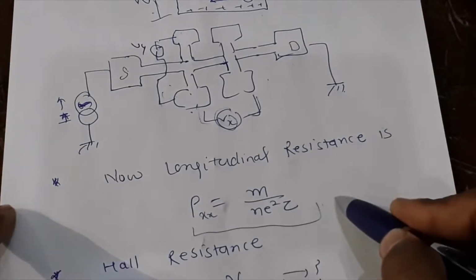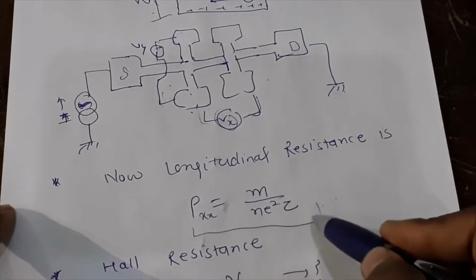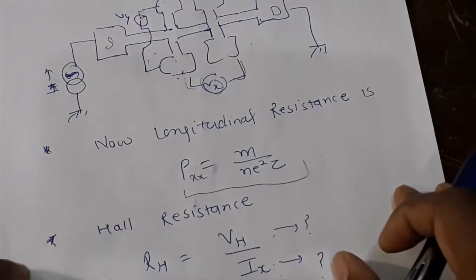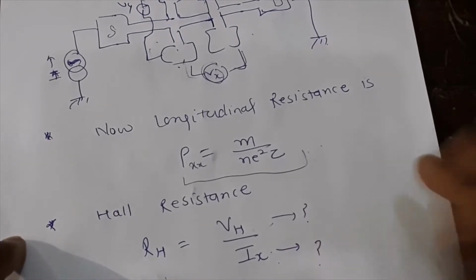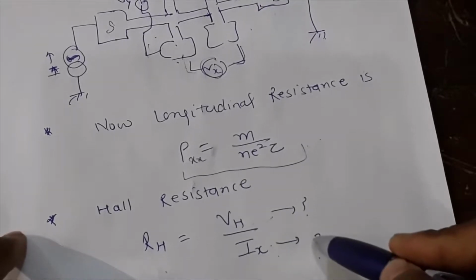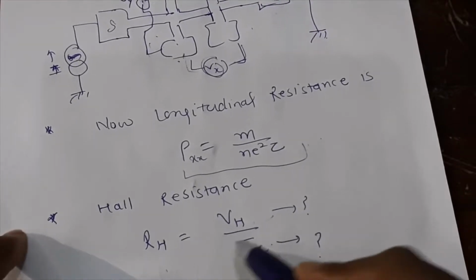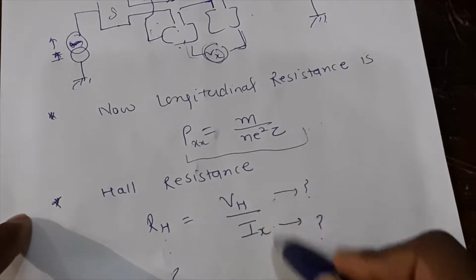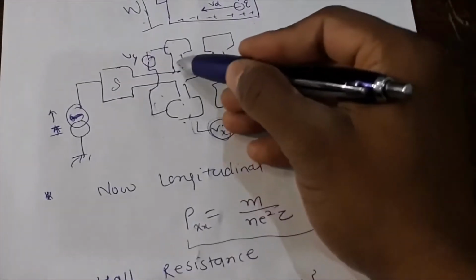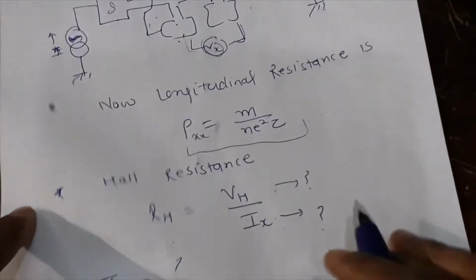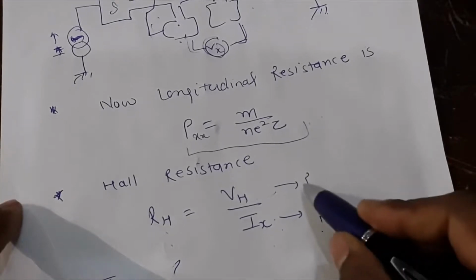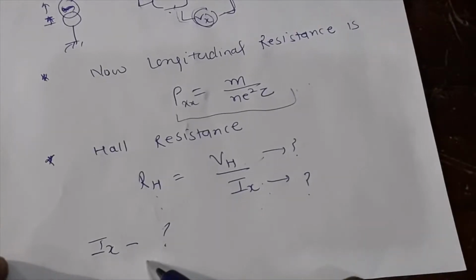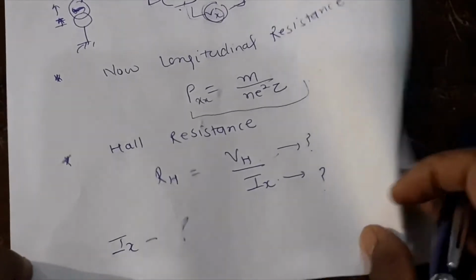Now I'm just giving you a formula for the longitudinal resistance. You have to take it for granted: rho xx is equal to m over n e squared tau. But we're not going to derive it, just for the sake of completion, I will give that. What we're going to do is derive the Hall resistance. So the Hall resistance R_H is equal to V_H upon I_x, so we have to find out these terms one by one. First we are going to find I_x, and then we'll see what is V_H.